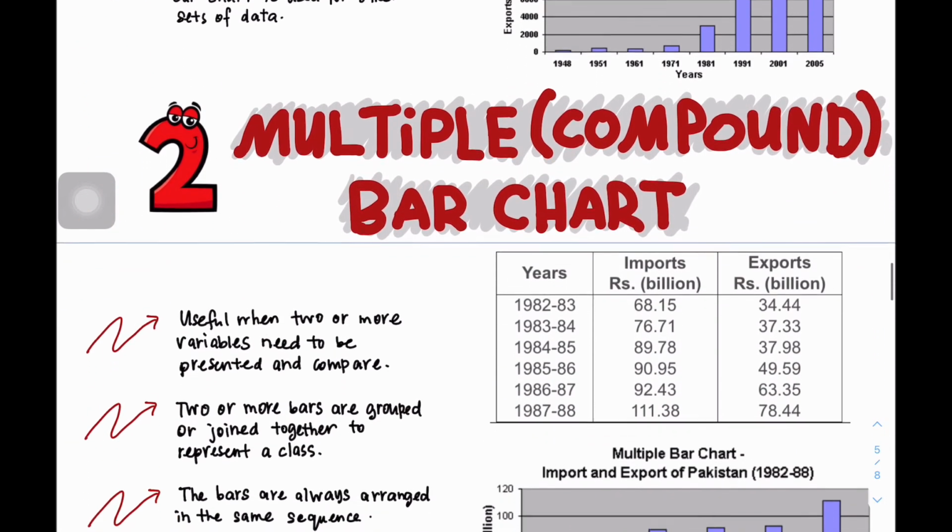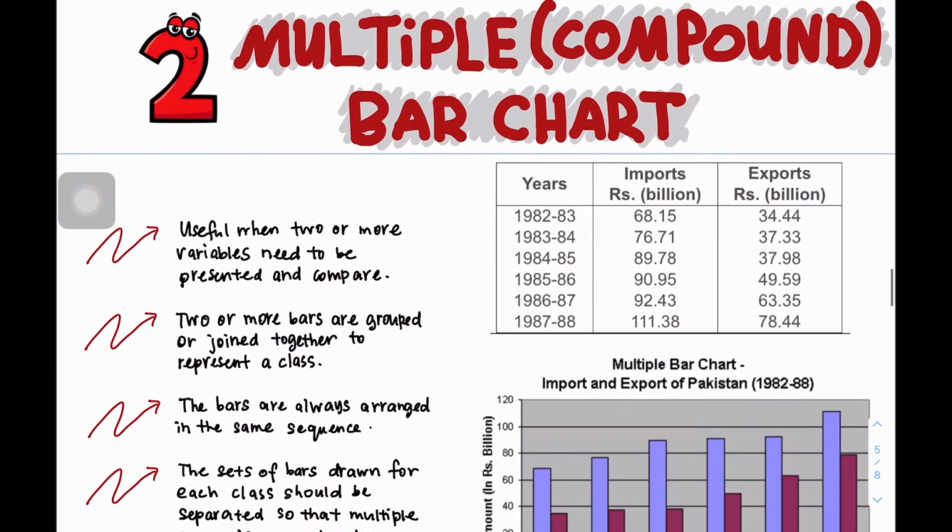Alright, so the second type of bar chart is a multiple or compound bar chart. So what is a multiple compound bar chart? It is useful when we have 2 or more variables. Previously, a simple bar chart is for when we have one variable. Now a multiple bar chart is for when we have 2 or more variables that we want to present and compare. Okay, so 2 or more bars are grouped or joined together to represent a class. So when we have 2 data sets, this is the first data and this is the second data. Both are for the same category, which is the year 1982 to 83.